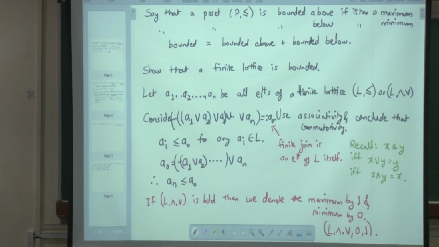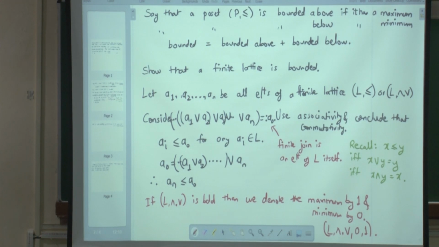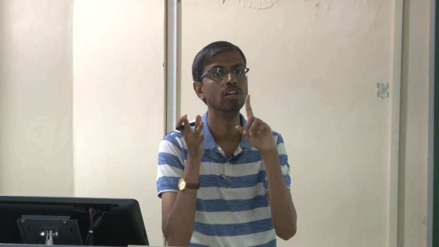So can you remind me what is a lattice homomorphism? Algebraic lattice homomorphism. It is a function that preserves meets and joins. Now what will be a bounded lattice homomorphism? It is a function that preserves meet, join, 0 and 1. All the properties should be preserved.